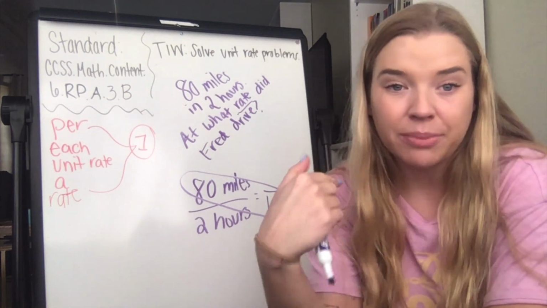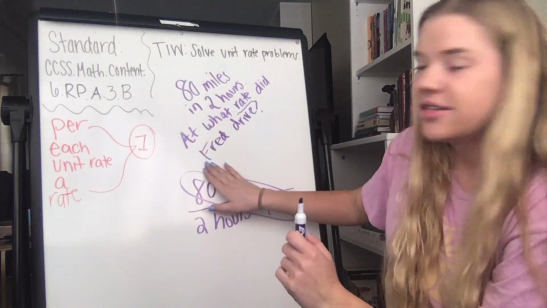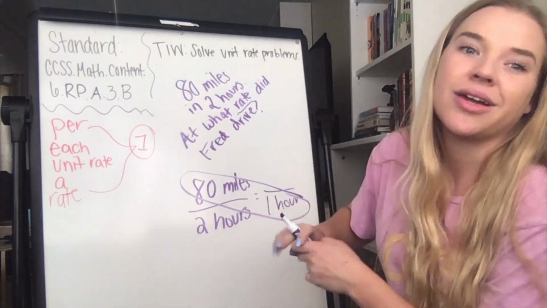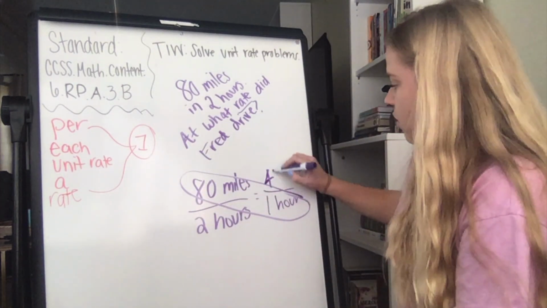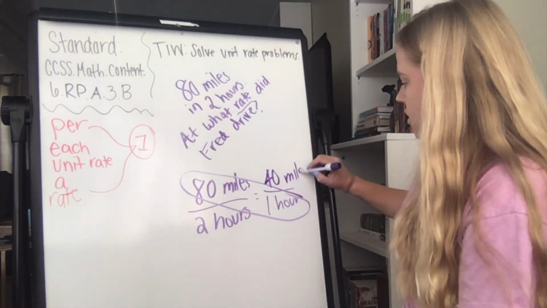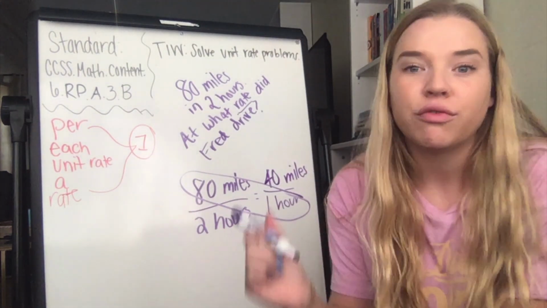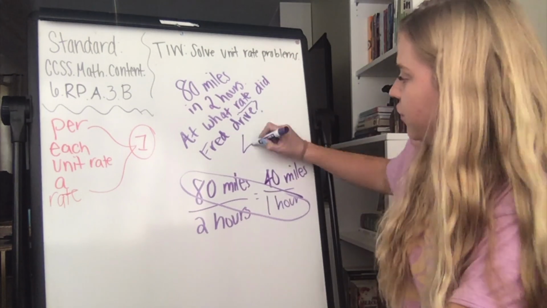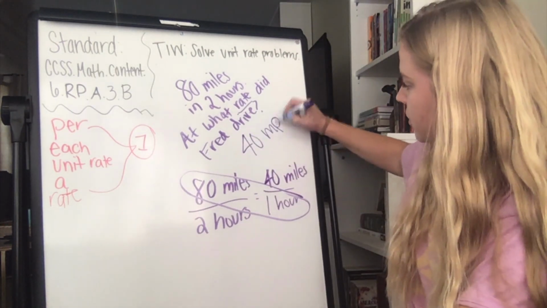I don't know how you did it. How I personally did it, I did 8 divided by 2, which is 4. Added that 0 back in, 40. 40 miles per hour. So Fred's rate of speed was 40 miles per hour.